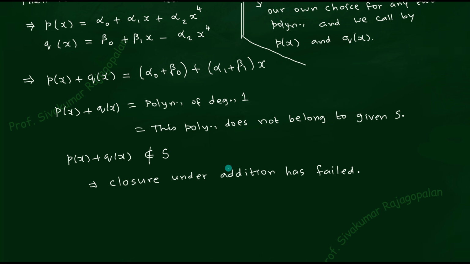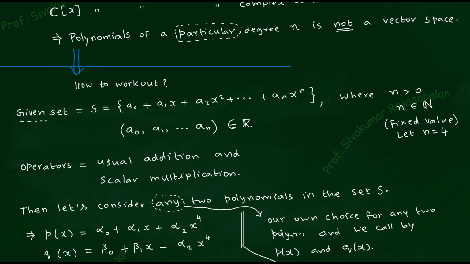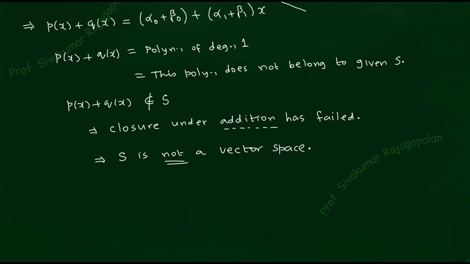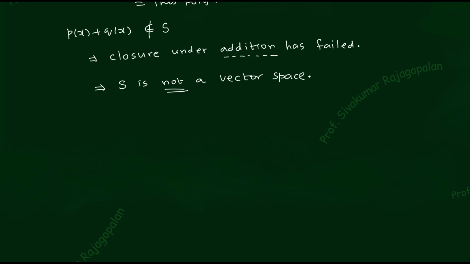The moment one of the axioms has failed, that's it. We make a conclusion that the given set is not at all a vector space. So the concept and the idea should be clear. Otherwise, the mathematics is not complicated. You have to get the idea of what is to be worked out. If you want to prove that it is not a vector space, then you should get the idea that one of the axioms has to fail. Based on that thinking, you are going to choose some kind of polynomial and do it. So okay, that's the answer.